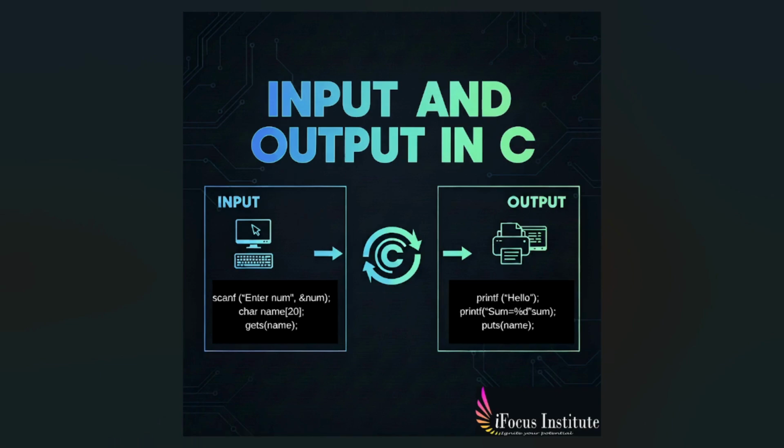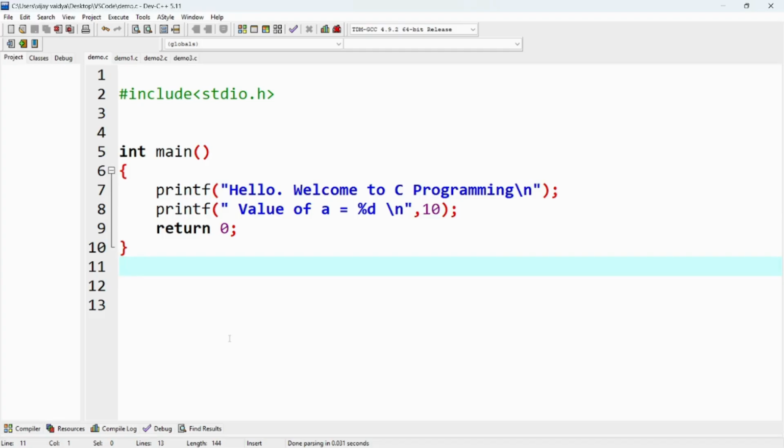In today's video, we are going to learn one of the most important basics of C programming, that is input and output. You will understand how to use printf to display the output and scanf to take the input from the user. This is a simple program to explain the output in C programming.